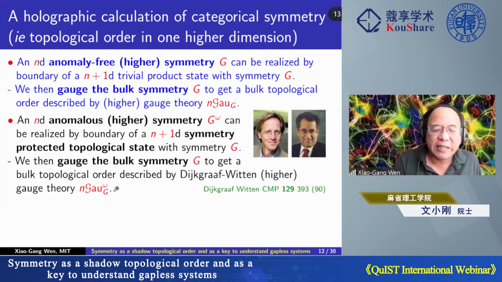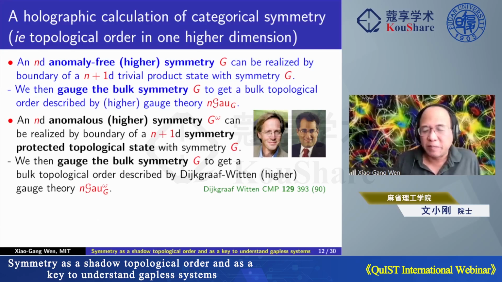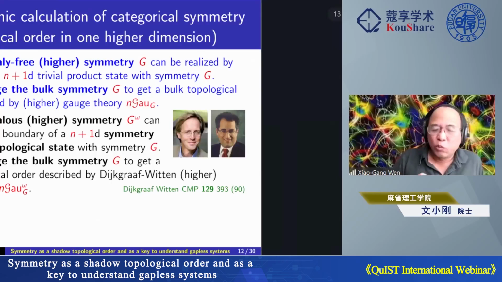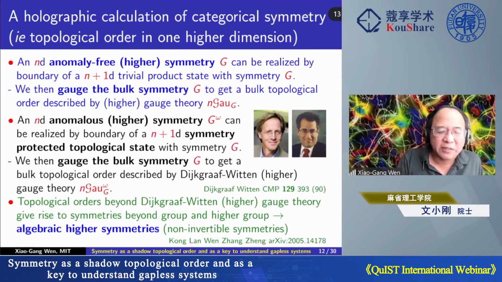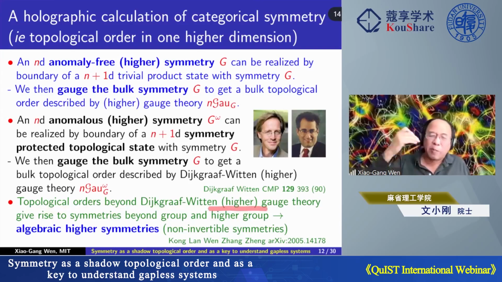What we get is a Dirac-Witten model. So therefore, for anomalous symmetry, we also have a categorical symmetry, which is a Dirac-Witten model, or Dirac-Witten model for higher gauge theory, if you have a higher symmetry. Then from here we see that topological order in one higher dimension can go beyond the Dirac-Witten model. Okay, there's more topological order than the Dirac-Witten model.